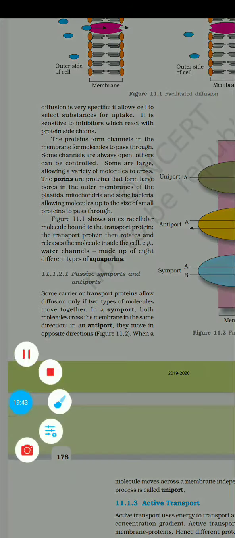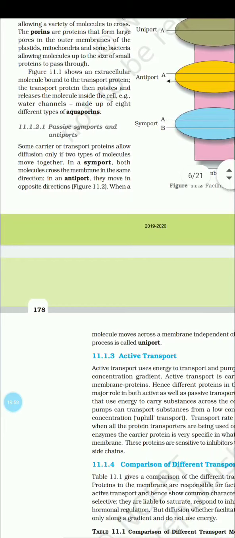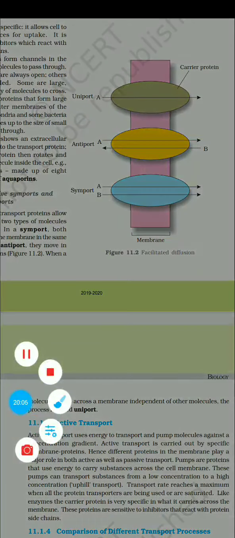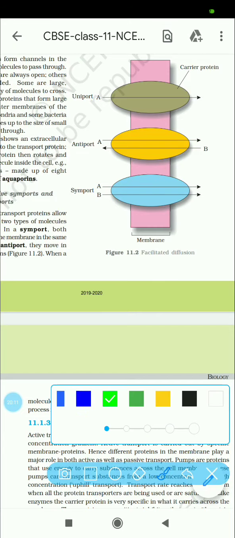From facilitated diffusion, remember this example of porins and aquaporins, and this diagram, it is highly important. 11.1 in this aquaporin part. Now coming on to the passive symport and antiport. Now this facilitated diffusion can be of three types. As you can see, it can be symport, it can be antiport, it can be uniport.